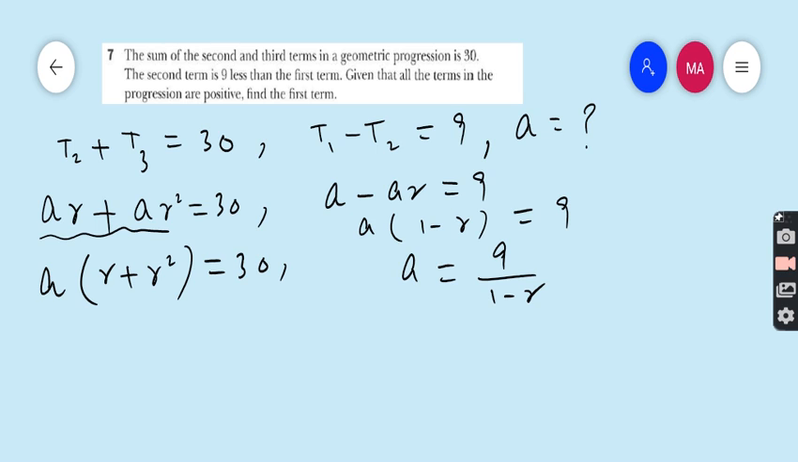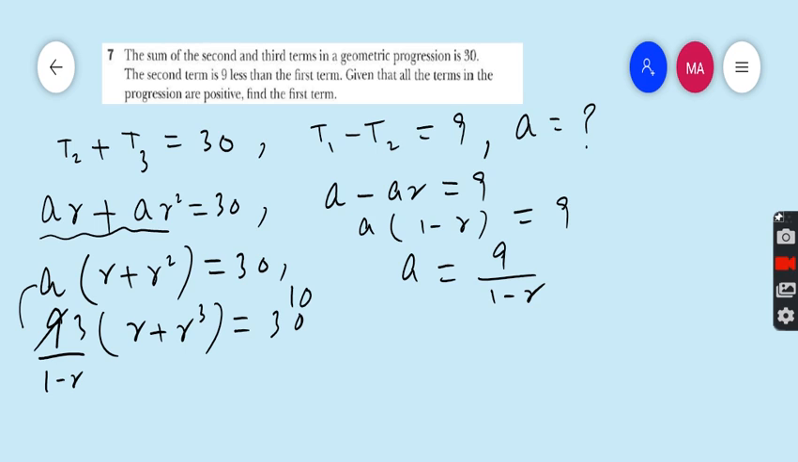Now put this value 9 upon 1 minus r over here. So A is now 9 upon 1 minus r, times r plus r square is equal to 30. Sorry, this is not r cube, this is r square. Now if we cancel 9 and 30 by 3, 3 ones are 3, 3 threes are 9 and 3 tens are 30. So 3 into r is 3r, and 3 into r square is 3r square. And this 1 minus r should be multiplied by 10 because it is divided on the left hand side.